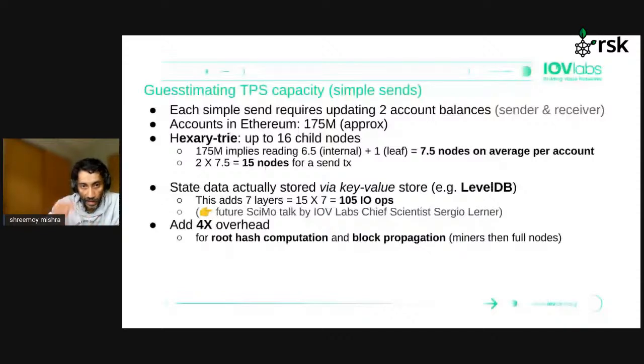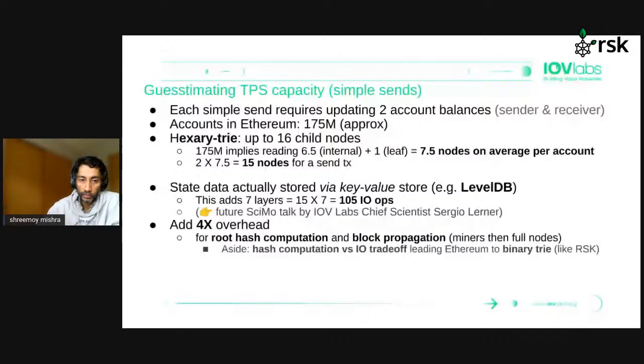And in terms of disk I/O, there are further overheads. There are further overheads for things like computing the root hash of every node, working your way all the way to the top of the tree to get the new state root hash, and then propagate blocks. Once the miners have done these I/Os themselves, everyone running a full node has to run these disk I/Os too. So just to update the sender's balance and the receiver's balance, we are looking at 105 times 4, about 420 disk input-output operations.